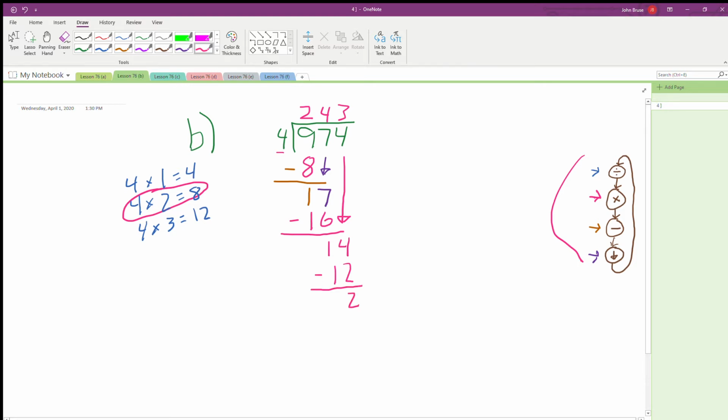Now, there's no more numbers to bring down. And this number is less than my divisor over here. So this is going to be my remainder. So I'm going to write remainder 2. And we need to always make sure that we circle our answers. Okay, so our answer was 243, remainder 2 for B.